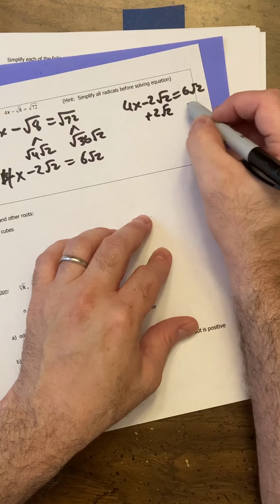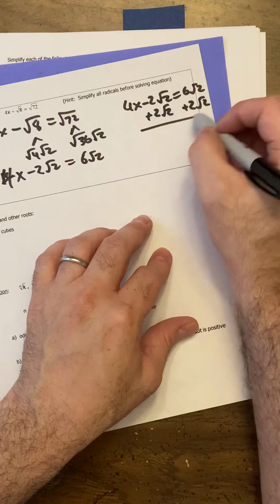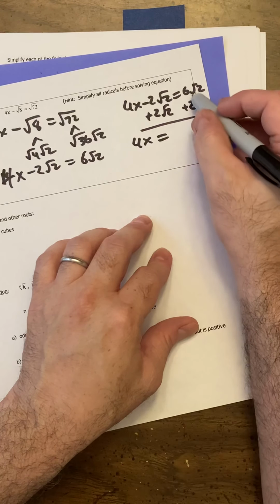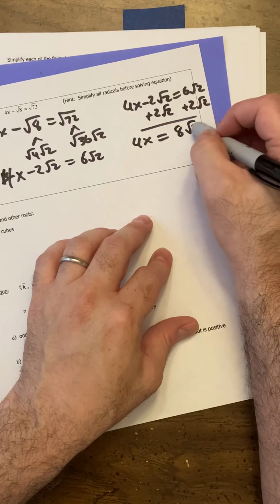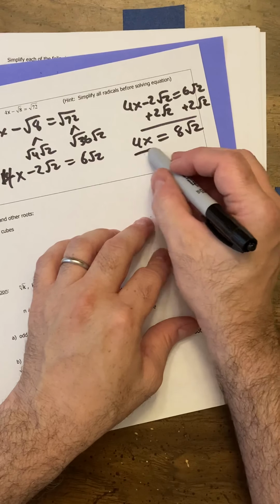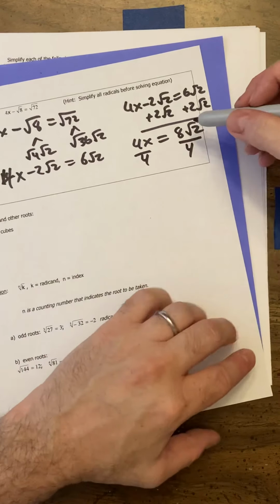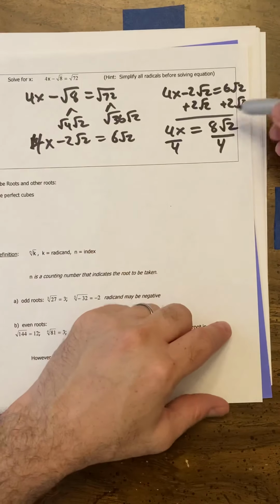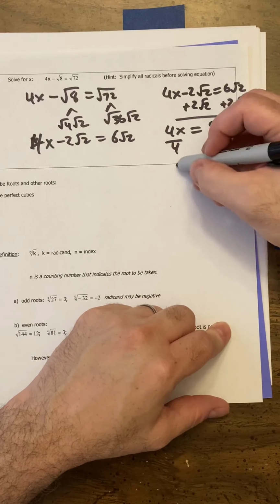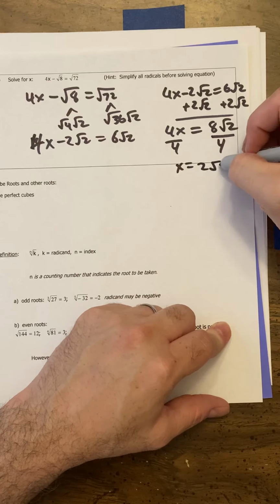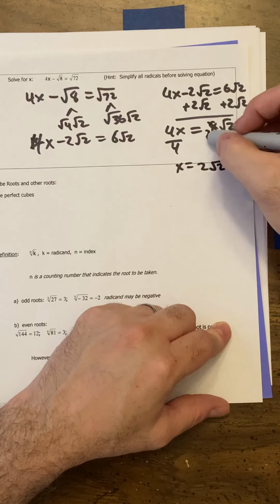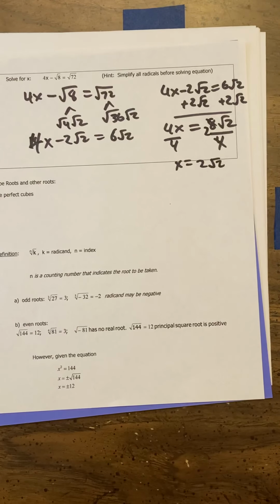Add 2 rad 2 on both sides, and you get 4x equals 6 plus 2 is 8 rad 2. Want to get x by itself, divide by 4. We're going to learn more about dividing in another lesson, but 8 divided by 4 is 2, so x equals 2 rad 2. So that's what we get, x equals 2 rad 2.